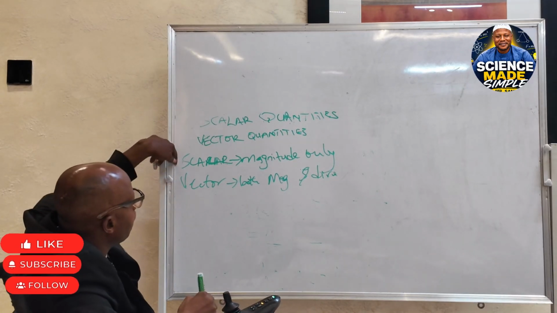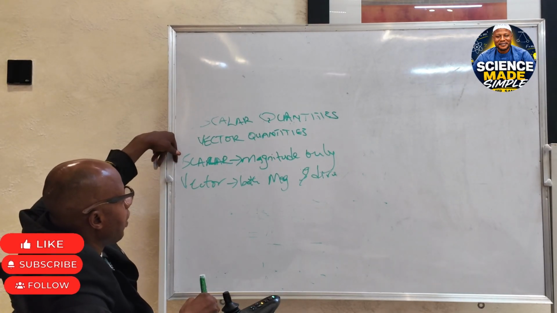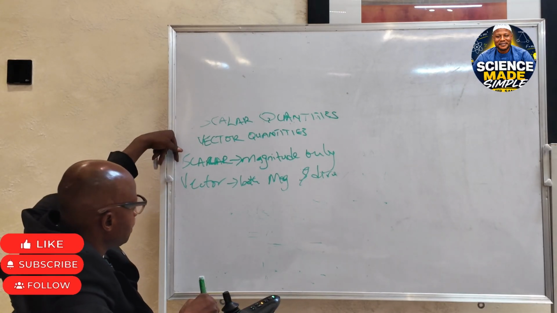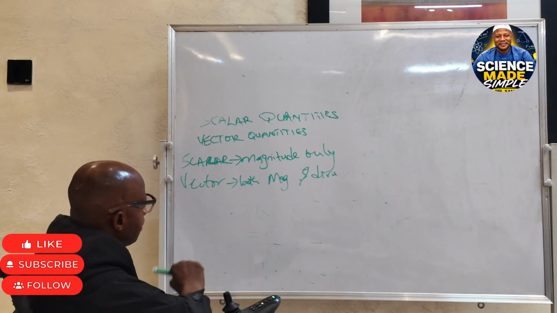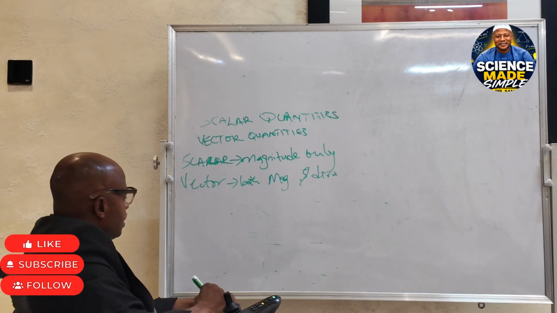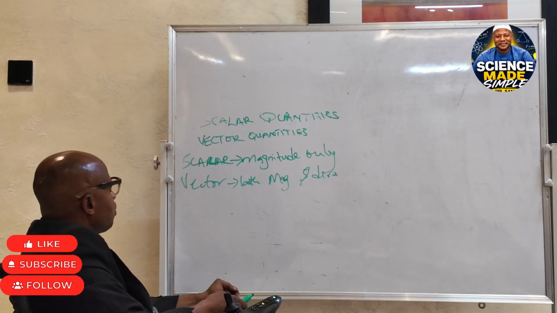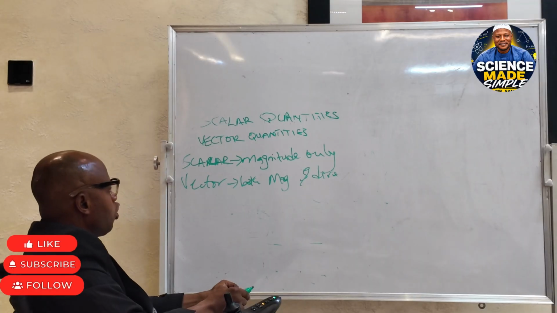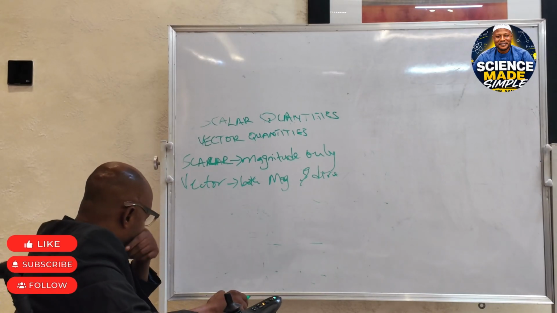So, examples of scalar quantities: we have mass, length, speed, and so on and so forth. While in vector quantities, we have velocity, acceleration, pressure, and so on and so forth. So, scalar quantities have no direction, only magnitude, while vector quantities have both magnitude and direction.